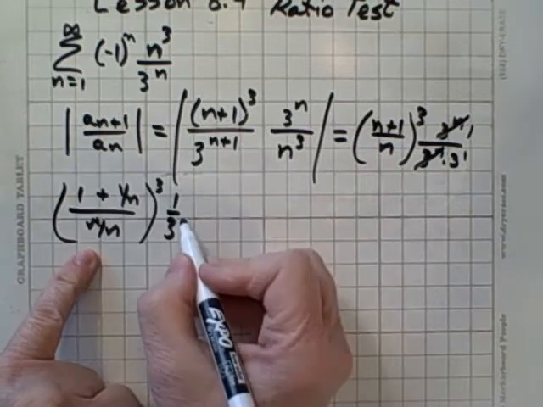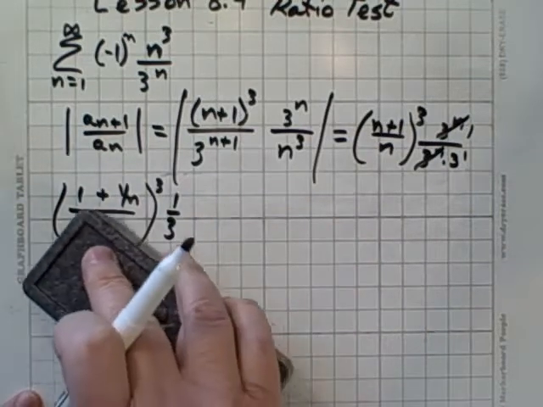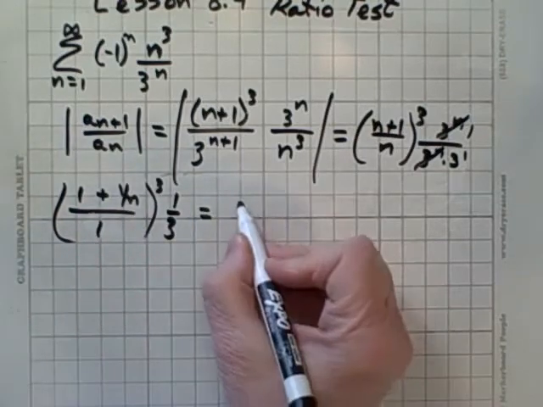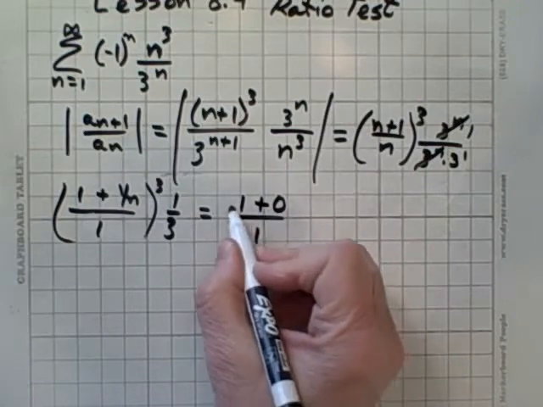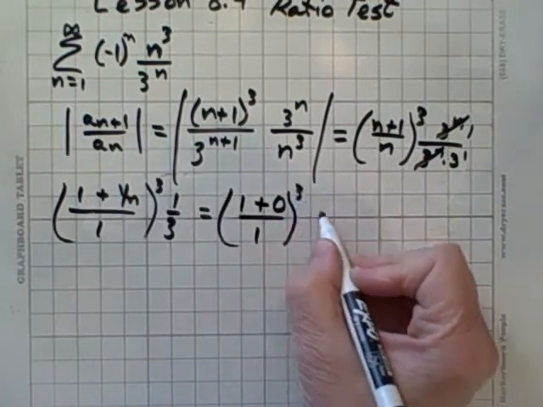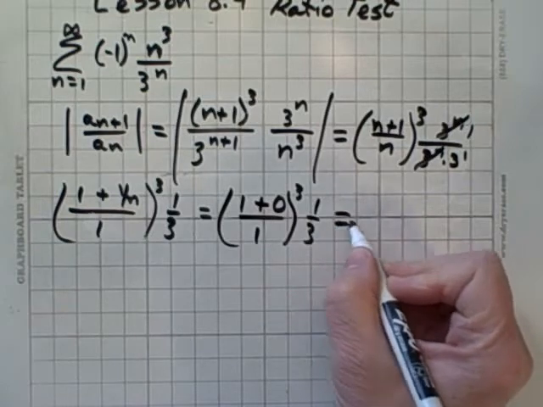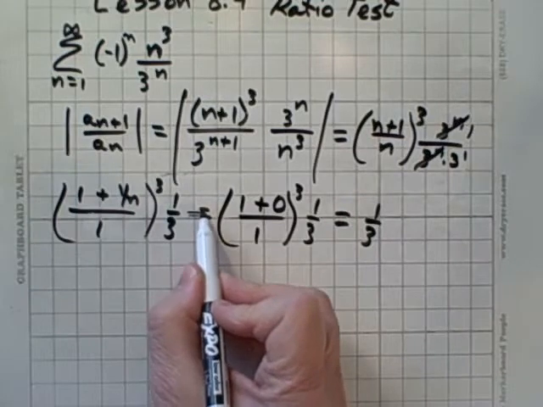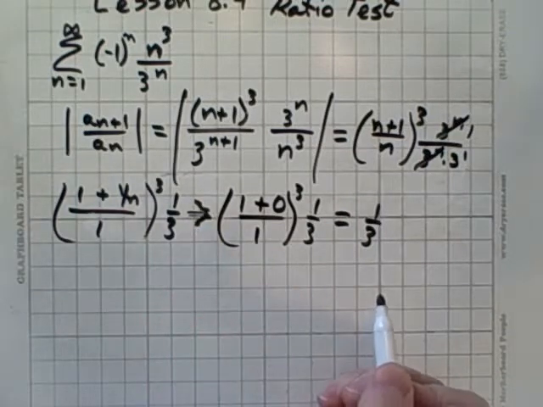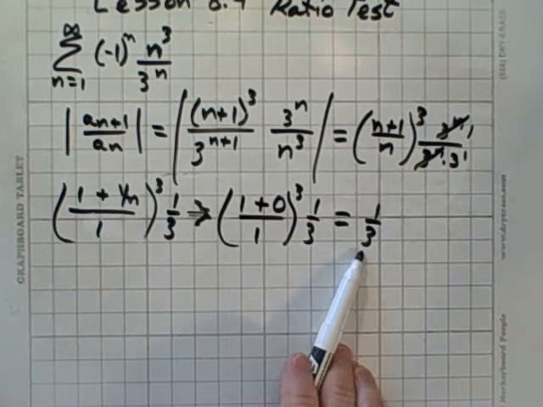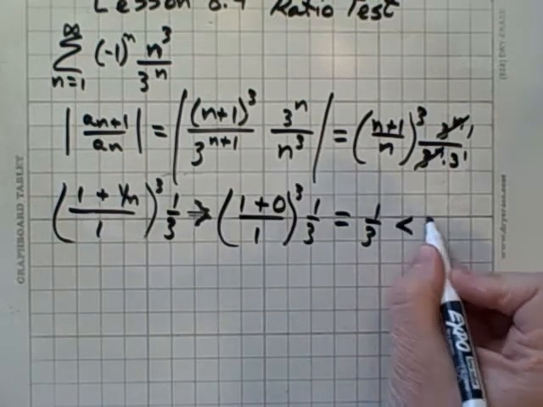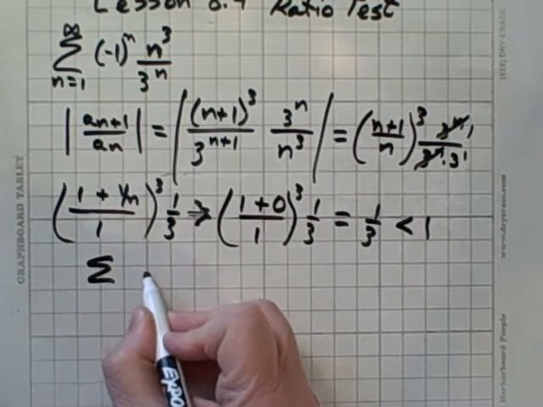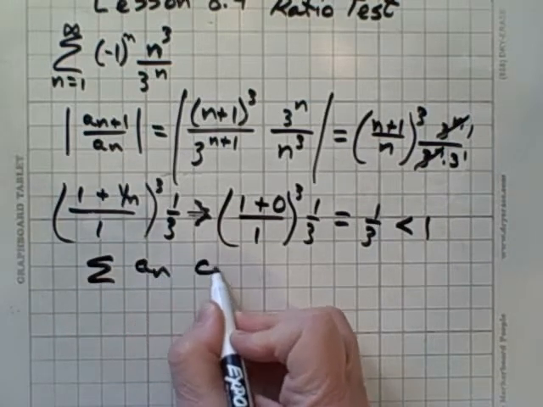As n goes to infinity, this denominator is 1. As n goes to infinity, this would approach 0. We take it times 1/3, and yes, this does equal 1/3. So we have the limit. It's 1/3. Certainly that's smaller than 1. And so by the ratio test, this series, the original, is convergent.